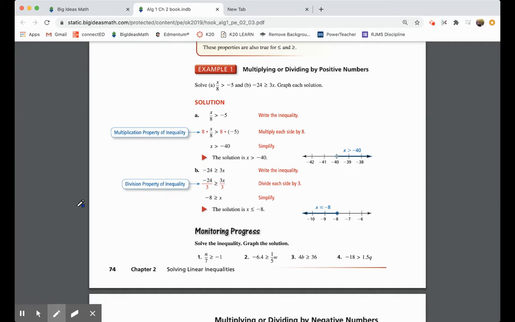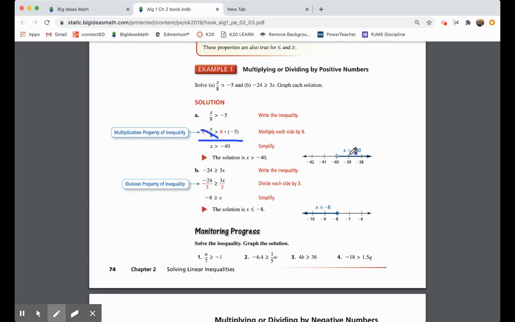So, lesson 2.3, we are solving inequalities with multiplication or division. We just did adding or subtracting, now we're looking at multiplying or dividing. Example A, we have x over 8, or divided by 8, is greater than negative 5. We're solving for x, so to get rid of that 8, we would multiply both sides by 8 like they do here. It cancels, and you have x is greater than negative 40.